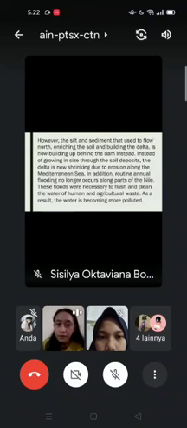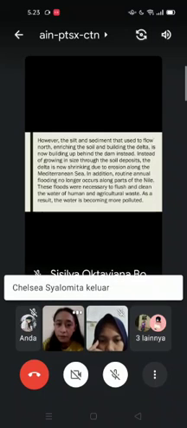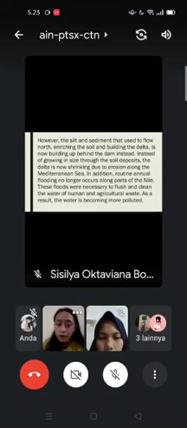However, the silt and sediment that used to flow north, enriching the soil and building the delta, is now building up behind the dam instead. Instead of growing in size through the soil deposit, the delta is now shrinking due to erosion along the Mediterranean Sea. In addition, routine annual flooding no longer occurs along parts of the Nile. These floods were necessary to flush and clean the water of human and agricultural waste. As a result, the water is becoming more polluted.